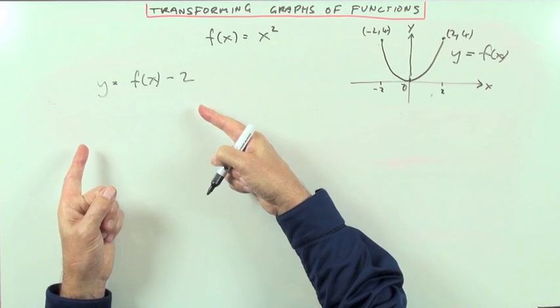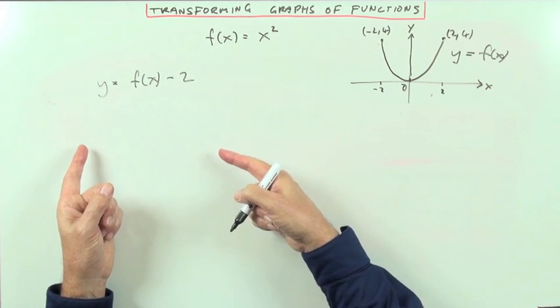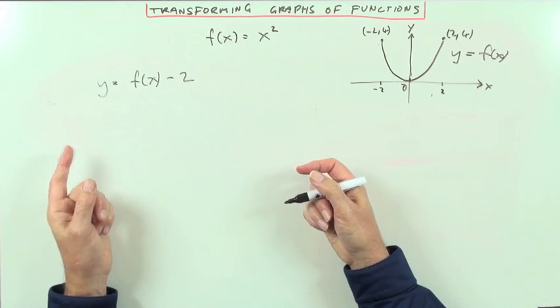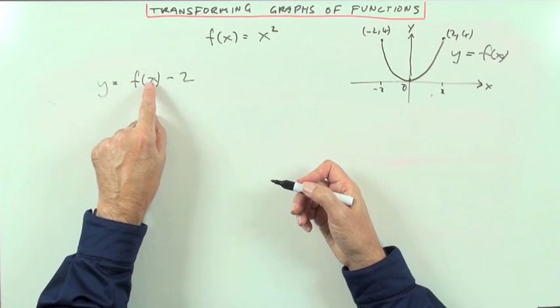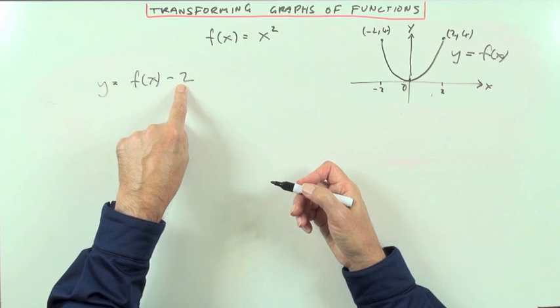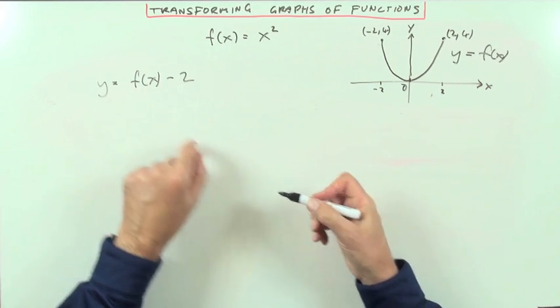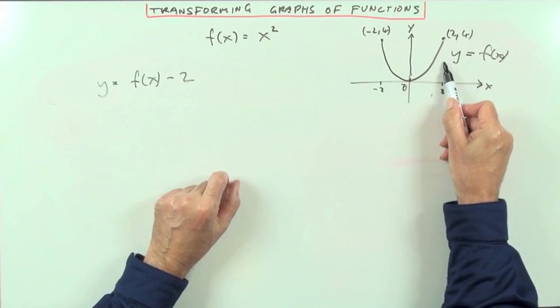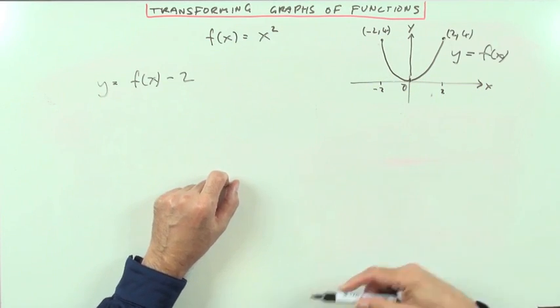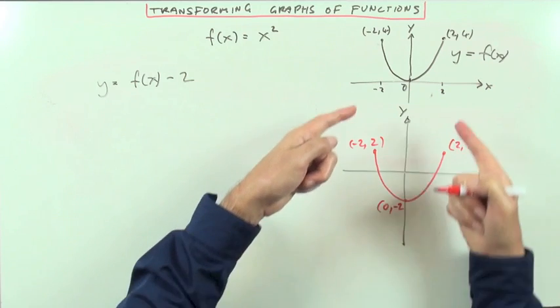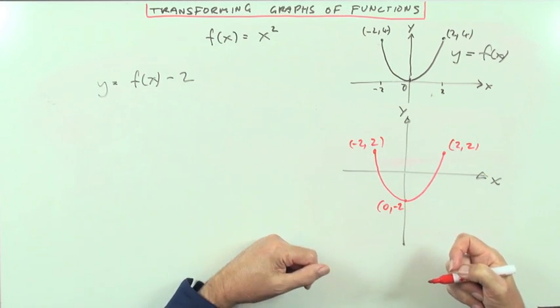Or, if it's subtracting a number, then that simply means the same as before. The new y coordinate will be the original answer, still at the same position, only drop 2. 2 off of all of the answers. Instead of 4, down to 2. Instead of 0, down to negative 2. So you get the graph with the same shape, dropped down 2.